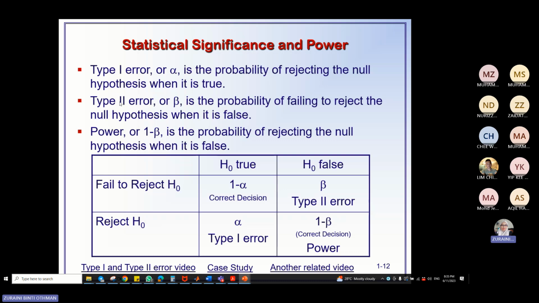Okay, but for the type 2 error, which is beta, type 2 error here is the probability of failing to reject the null hypothesis when it is false. Okay, and here where the correct decision that we have, and also here we have the correct decision. It is power here, or 1 minus beta, is the probability of rejecting the null hypothesis when it is false.